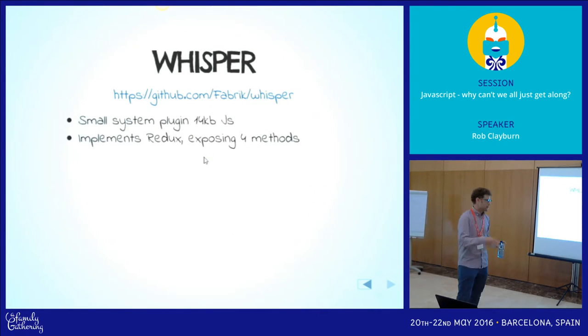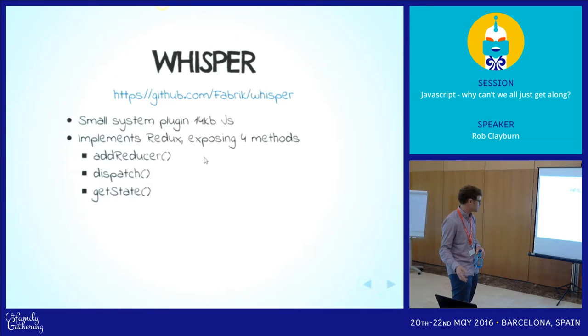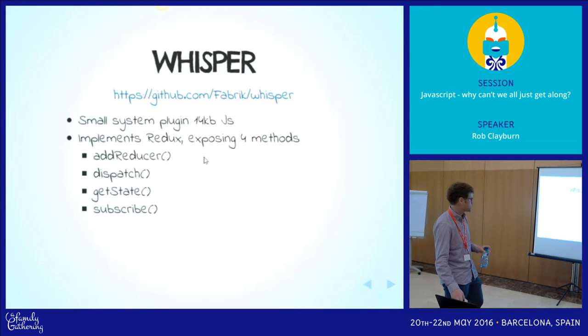So taking that idea into Joomla, I've put up a little project called Whisper, which is a small 14K plugin, which implements Redux, and it has four methods, so it's quite simple. Add reducer. The reducer, remember, was the function that dealt with the data. Dispatch for sending out information actions. You can query the state of your application with getState. And finally, you can subscribe to changes. So when the state changes, you want to be updated.